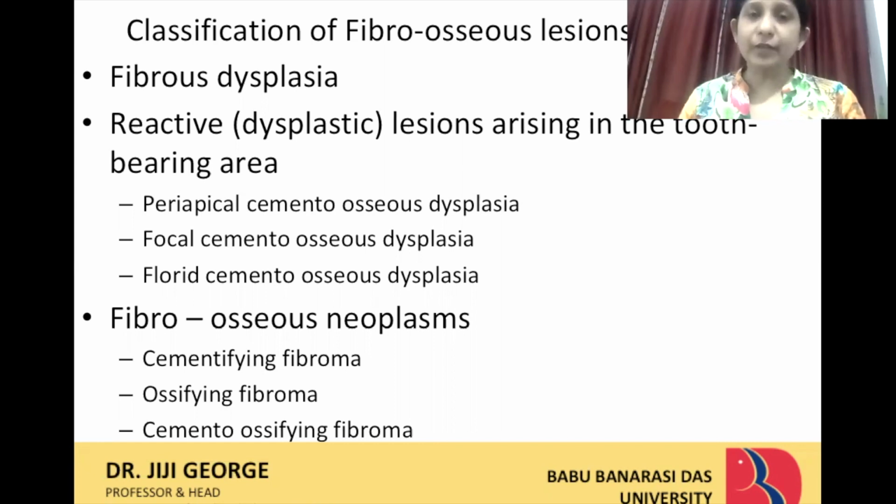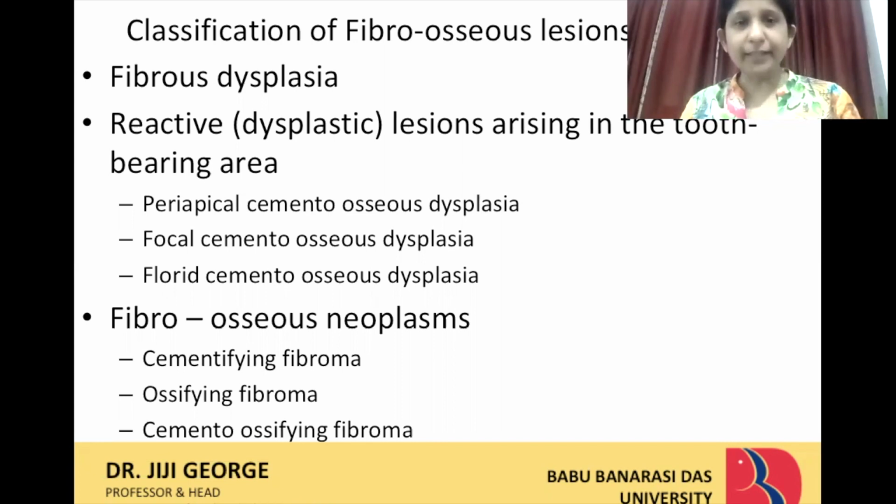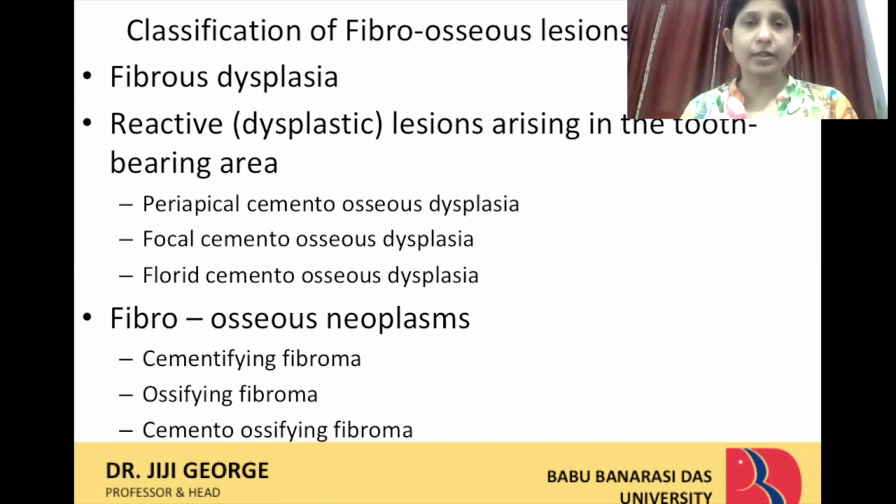Now, the earliest classification of fibrous lesions was given by Waldron, in which he classified the first lesion as fibrous dysplasia, followed by reactive lesions or dysplastic lesions arising in the tooth bearing area. So that is very characteristic for the head and neck region. For a dentist, it's very important. So the three examples are periapical cemento-osseous dysplasia, focal cemento-osseous dysplasia, and florid cemento-osseous dysplasia.